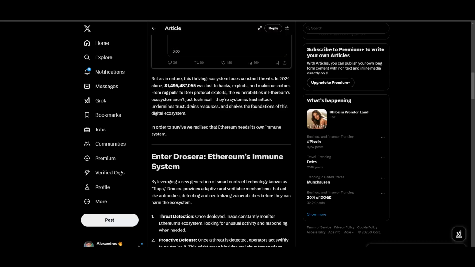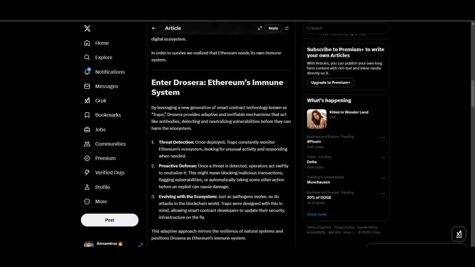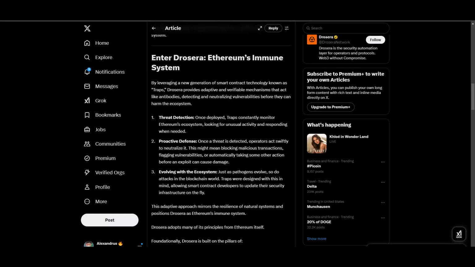Vulnerabilities in Ethereum's ecosystem aren't just technical, they are systemic. Each attack undermines trust, drains resources and shakes the foundations of this digital ecosystem. In order to survive, we realized that Ethereum needs its own immune system, and that's where they step in. So enter Drosera, Ethereum's immune system. By leveraging a new generation of smart contract technology known as traps, Drosera provides adaptive and verifiable mechanisms that act like antibodies, detecting and neutralizing vulnerabilities before they can even harm the ecosystem.